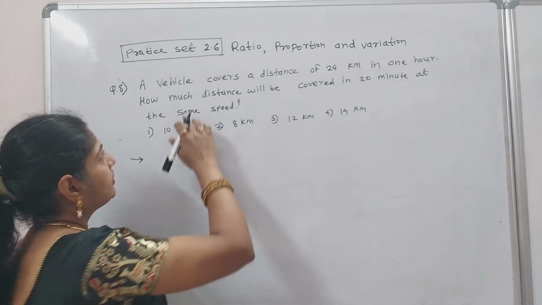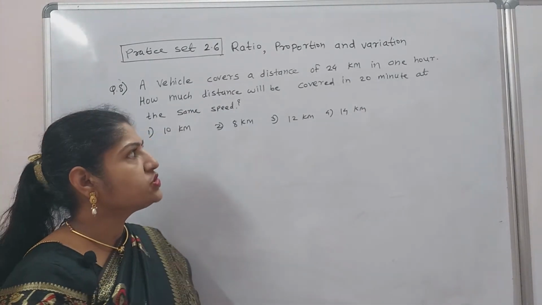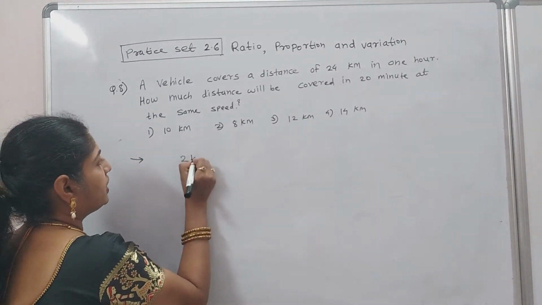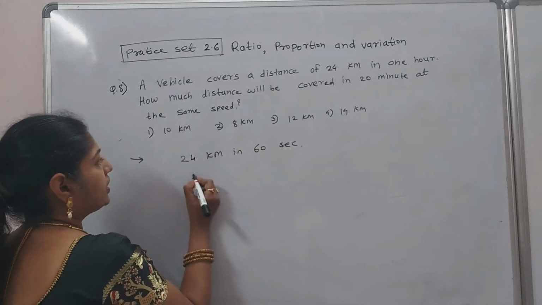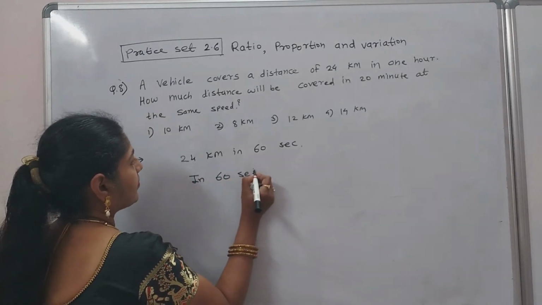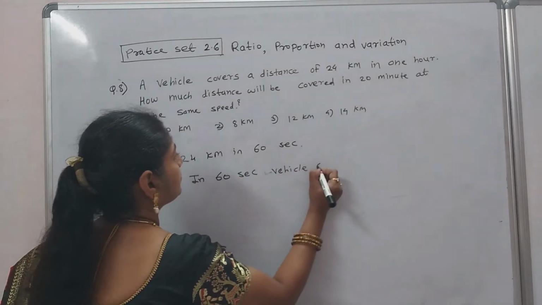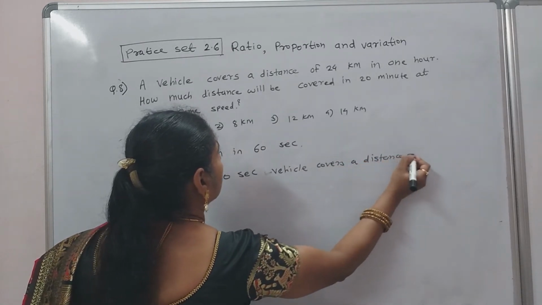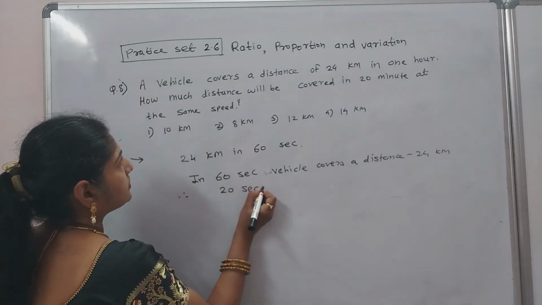Now next example, a vehicle covers a distance of 24 km in 1 hour. How much distance will it cover in 20 minutes? 1 hour means 60 minutes. So 24 km in 60 minutes. Or we can write, in 60 minutes the vehicle covers a distance of 24 km.